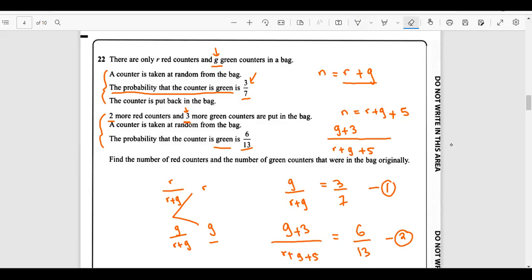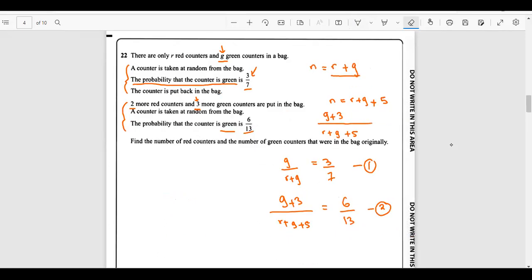Now we are done with these two equations. Now what is the question? It says find the number of red counters and number of green counters that were in the bag originally. So in order to find this, I need to make equations and then solve them.